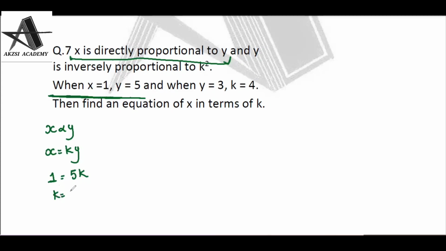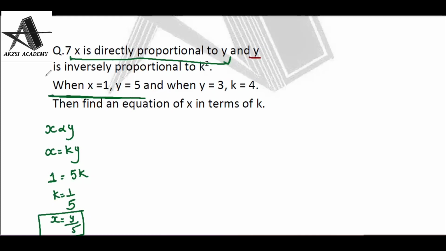So k is equal to 1 over 5. Now I need to put it here to get the final equation. So x is equal to y over 5. This is our final equation. Leave it as it is. Need to focus on the second one.